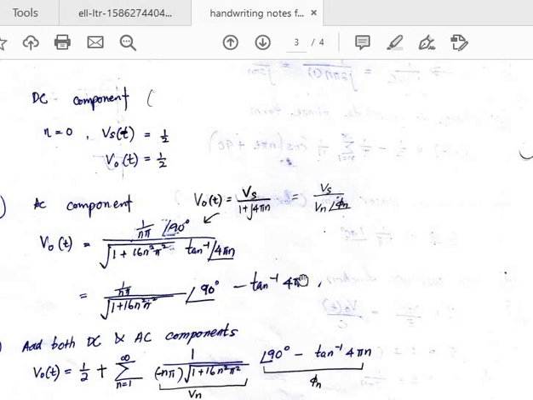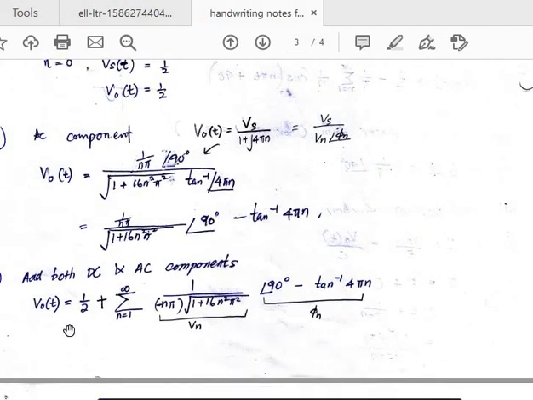Then you add the DC and AC components together. So Vout is equal to a half, which is the DC, plus the summation of this part, the amplitude and the phase, plus the DC component. So this is the Vout.